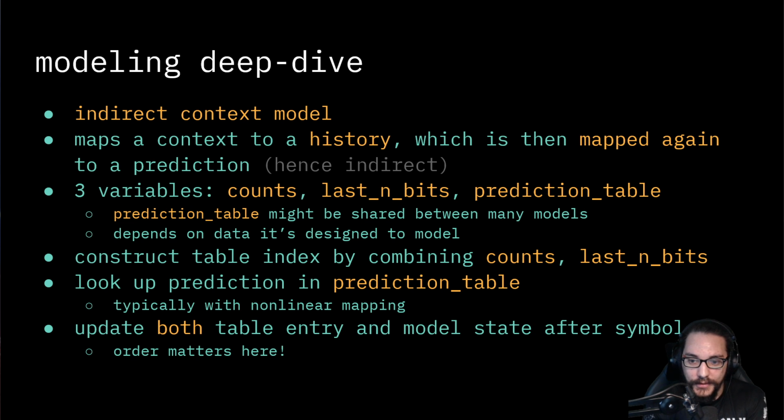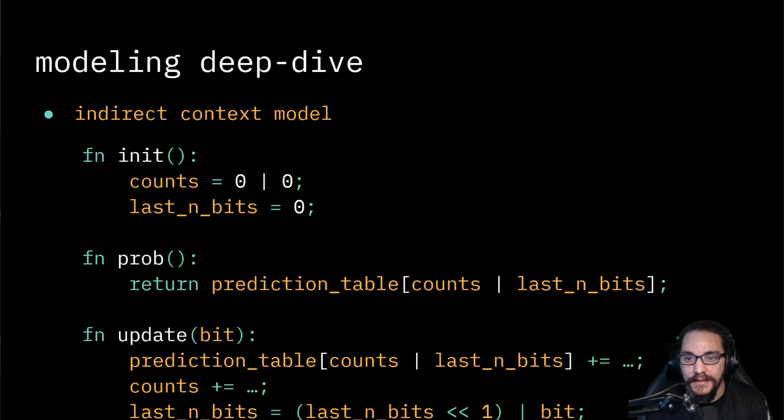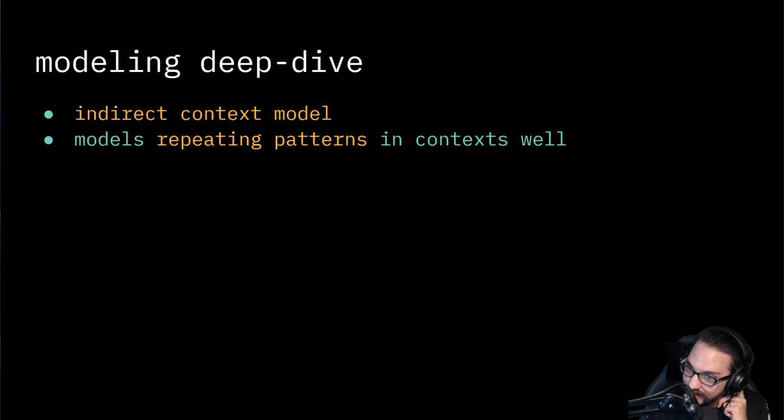And then for our update rule, we're going to update both the table entry and the model state. And a lot of the times with this kind of table entries, you'll actually use a couple entries next to each other and interpolate between them and then update both. So this is kind of what the code might look like. Again, we return some stuff from a table. But the point is that we're not using a prediction directly. We're using some history that we've seen in this context to look up a prediction. Then we update both the prediction and the history. So over time, this basically just models different kinds of data than the direct ones.